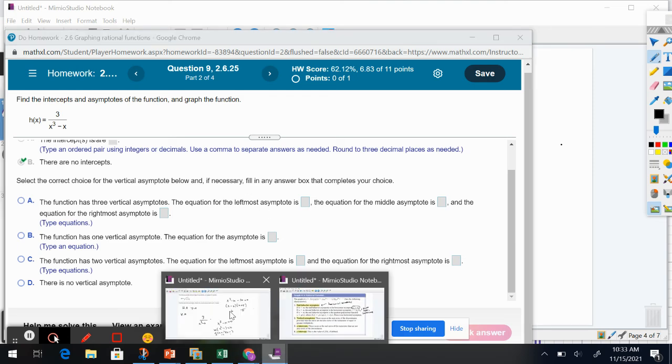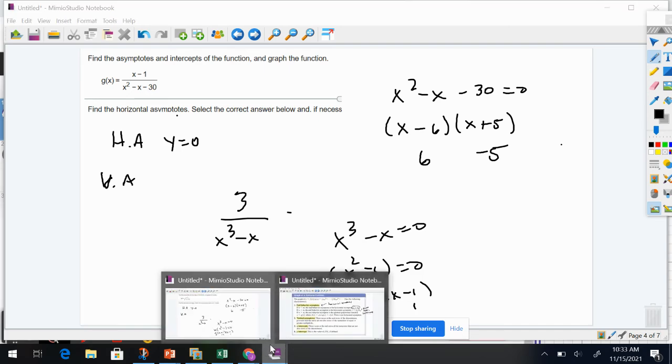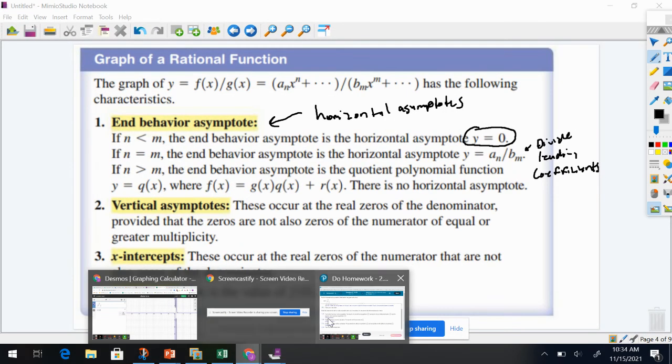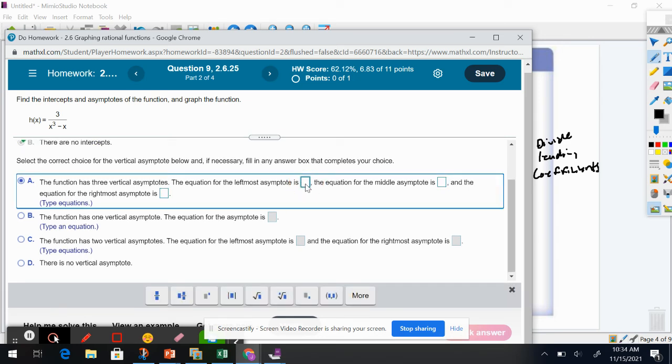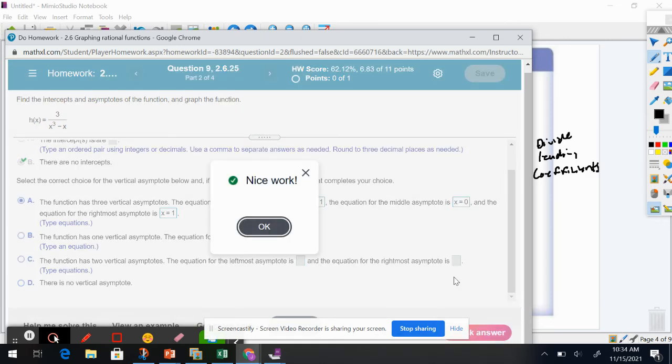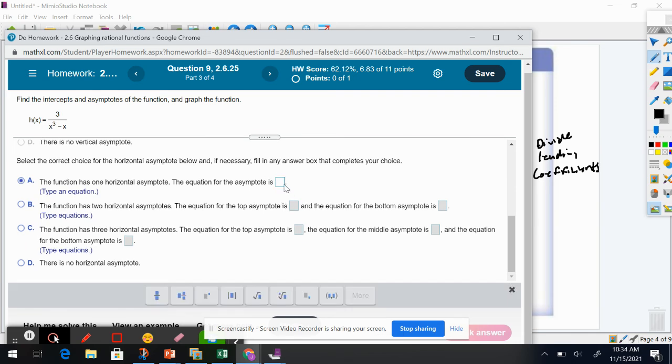Okay, so then it says the function has three vertical asymptotes. Does it have three vertical asymptotes? Yes, it does. At what? -1, 0, and 1. The equation for the leftmost is x equals -1, x equals 0, and x equals +1. And then the horizontal asymptote, degrees less than, so that would be y equals 0.